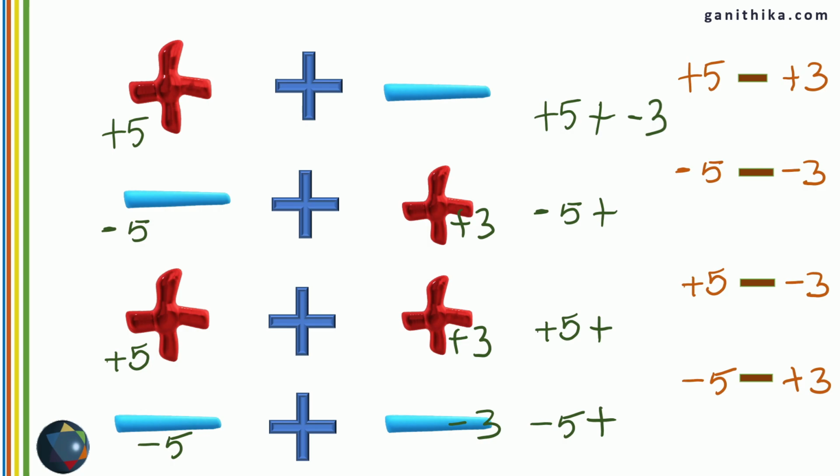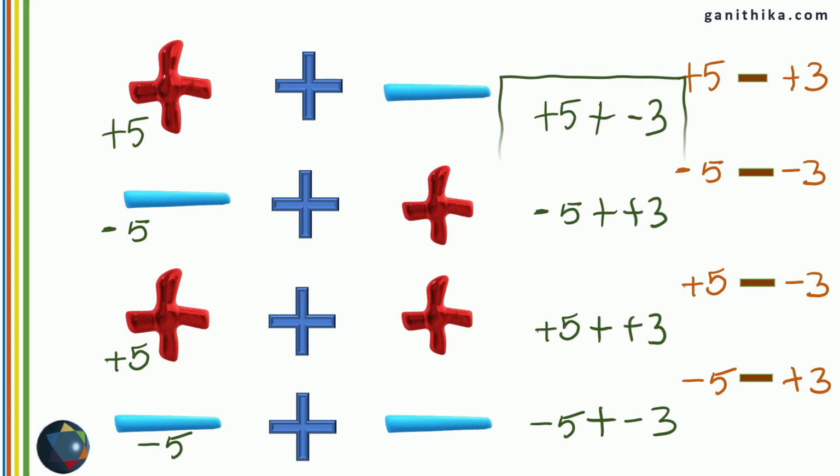So positive 5 plus negative 3 is the same as positive 5 minus positive 3. Negative 5 plus positive 3 is the same as negative 5 minus negative 3. Positive 5 plus positive 3 is the same as positive 5 minus negative 3. Negative 5 plus negative 3 is the same as negative 5 minus positive 3. So we have changed all the subtraction to addition questions now.